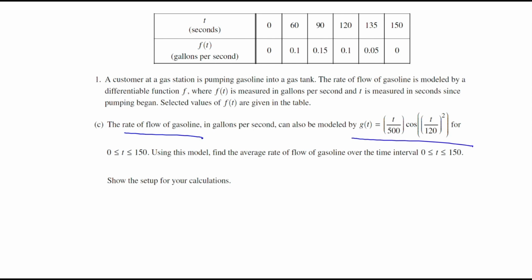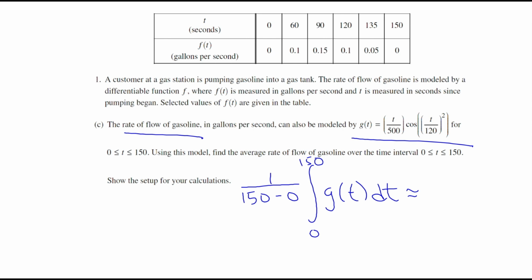So to find the average rate of flow, we just need to use the mean value theorem for integrals, which means we're going to do 1 over b minus a times the integral from a to b of g of t. And you don't need to rewrite g of t all the way out. If you just write this, followed by an answer, since this is a calculator problem, that'll be perfectly valid for getting all the points for this part.